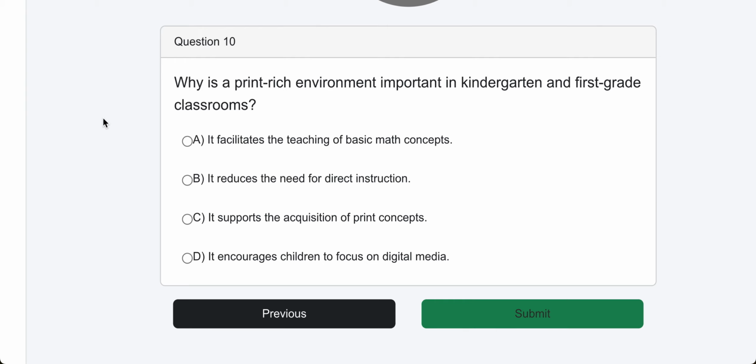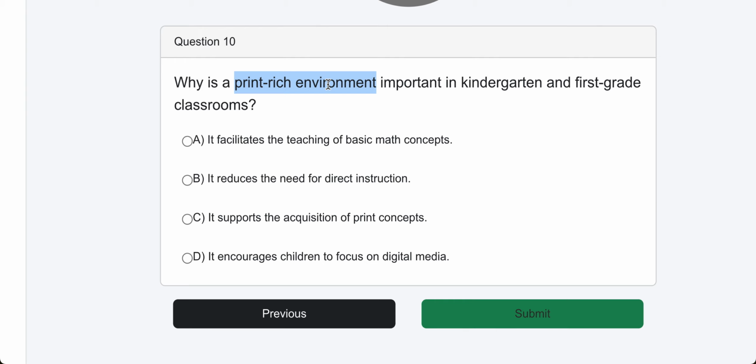All right, so a print-rich environment exposes young learners to a variety of printed materials, aiding in the natural acquisition of print concepts. And if it's been a while, remember, what does print-rich environment mean? The environment is the classroom, of course, and a print-rich environment is where the teacher has different words all around. So what I think about is labels.